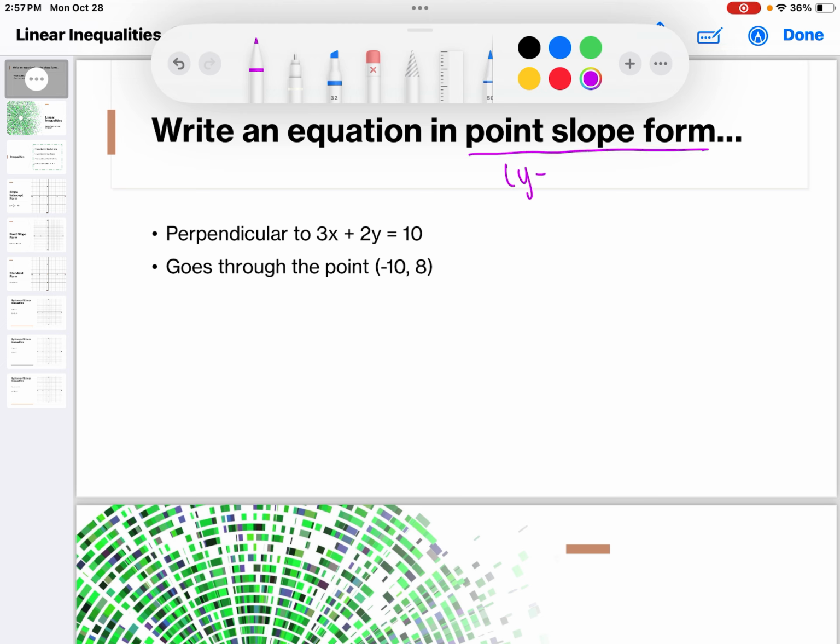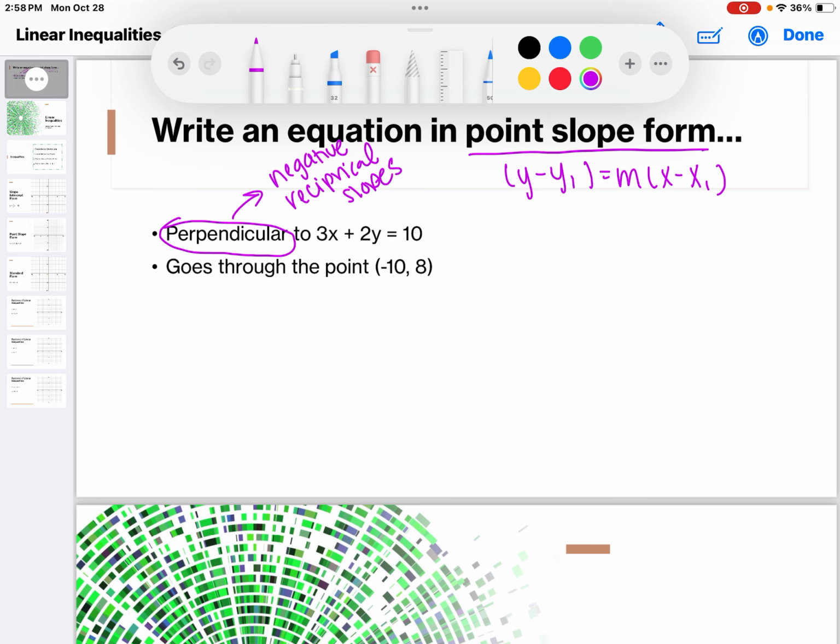So before I even continue, I'm gonna write point slope form down. Perpendicular. Before I even continue, what do I know about perpendicular lines? They have negative reciprocal slopes.